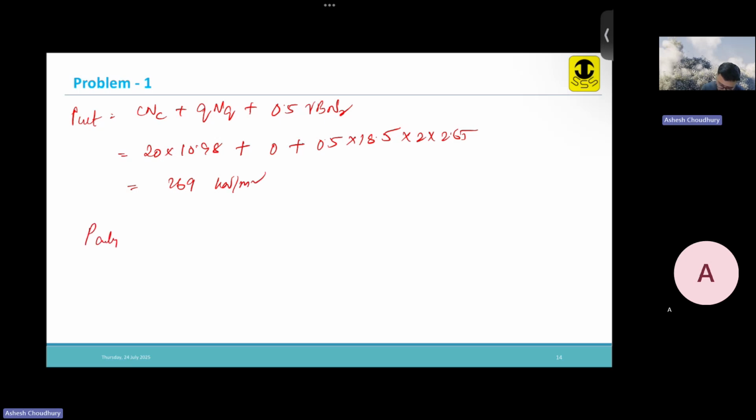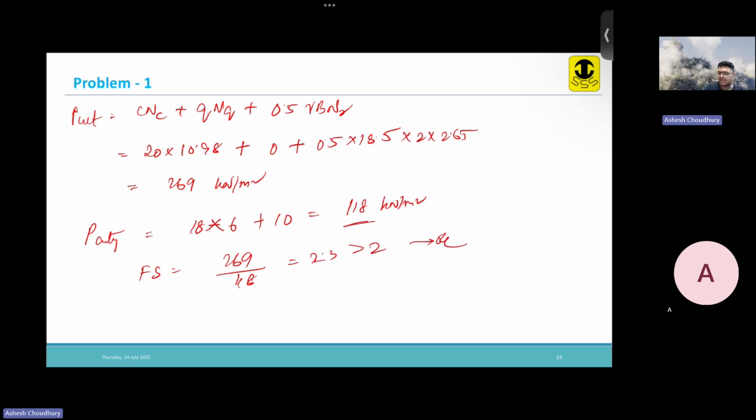That is the P acting. It is 18 into 6 plus 1. This is the total vertical pressure that is there. The factor of safety is 269 by 118, 2.3, which is okay. But here you are directly taking this vertical pressure, but we already know that this one also we have to do.